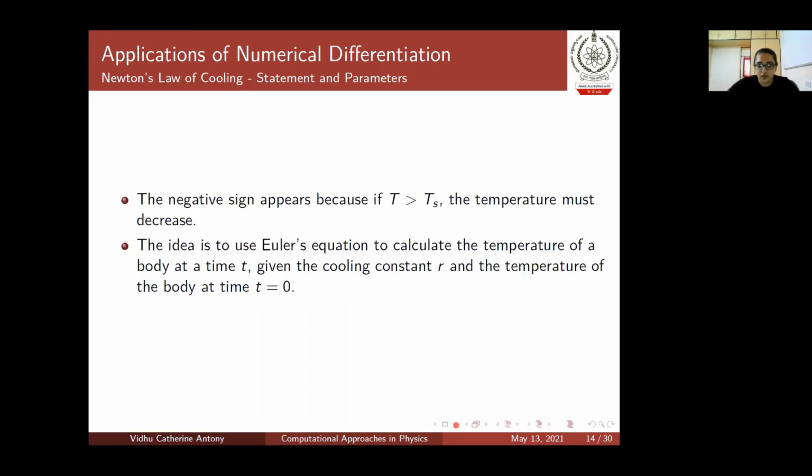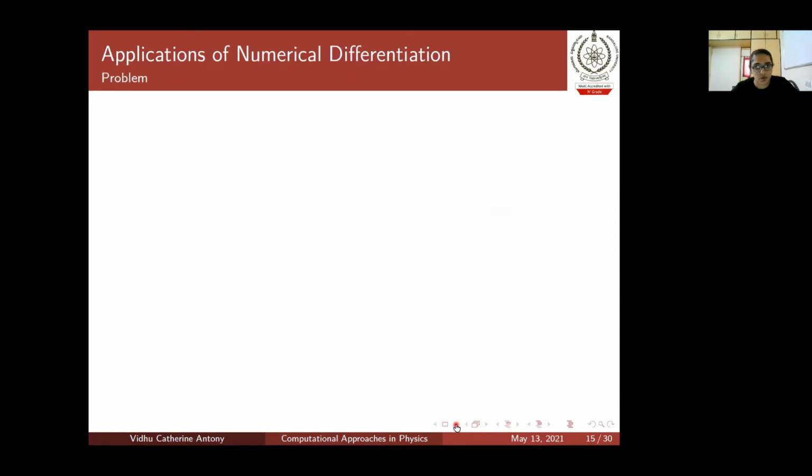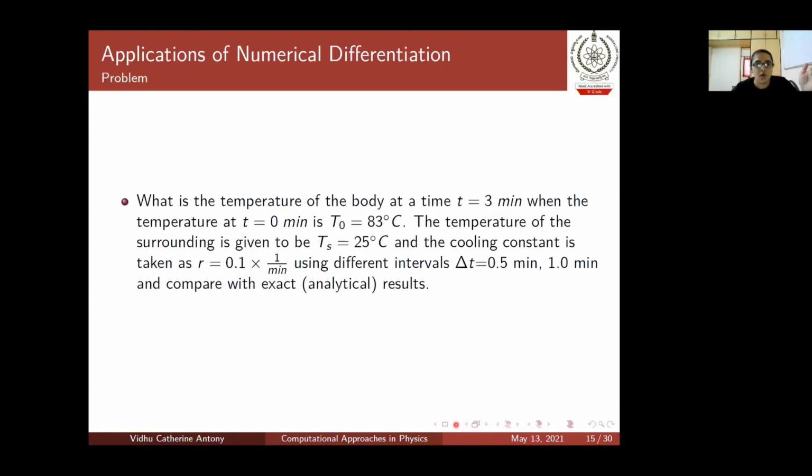Okay. Now let's go on to the problem. The problem is: what is the temperature of a body at time t equal to 3 minutes, when the temperature at t equal to 0 minutes is 83 degrees C? The temperature of the surrounding is given to be 25 degrees C.